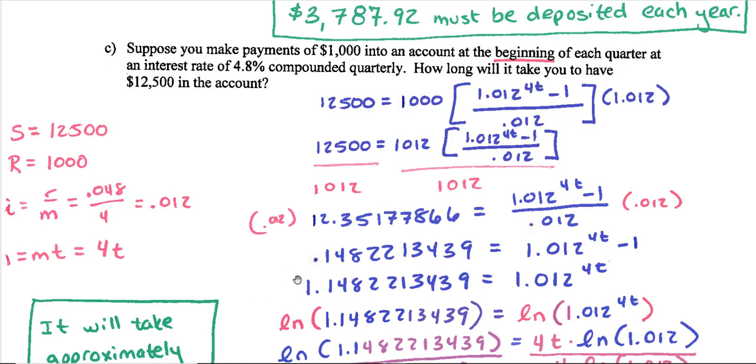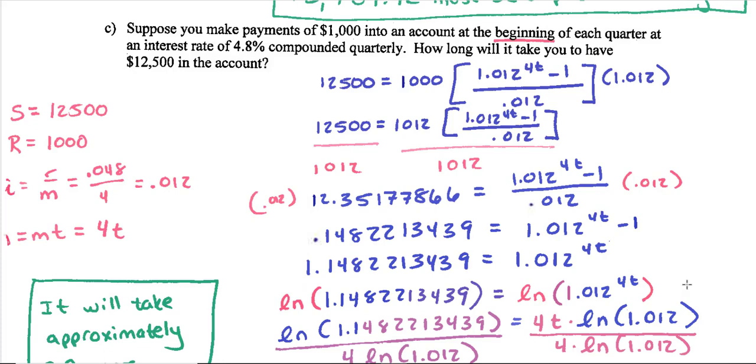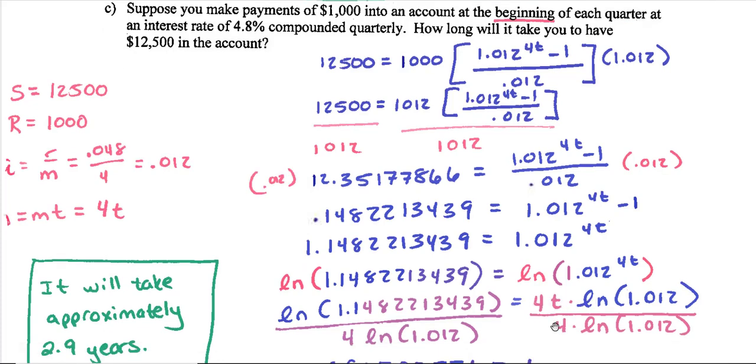Go ahead and add 1 to both sides. And now we have 1.14822134439 is equal to 1.012 to the 4t. The variable we're looking for is in the exponent. To get that down, we're going to need a logarithm. So I went ahead and took the natural log of both sides. And now what you're taking the logarithm of is being raised to a power. You can bring that power out front. So now I have the natural log of this 1.1 number is equal to 4 times t times the natural log of 1.012.